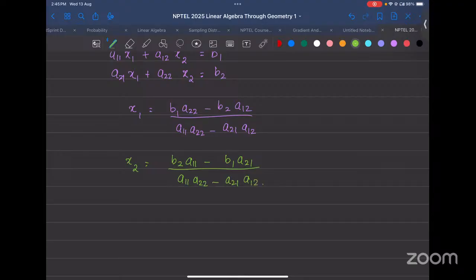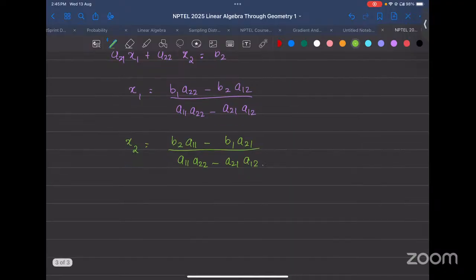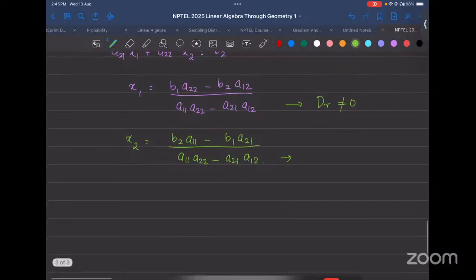Now, the solution for this system of equations, the values of x1 and x2, exists whenever this denominator is not equal to 0. When the denominator is not equal to 0, for whatever values of b1 and b2 you give, I will be able to get the values of x1 and x2. And this denominator, a11 a22 minus a21 a12, is what we call the determinant of the coefficient matrix. Is that clear?